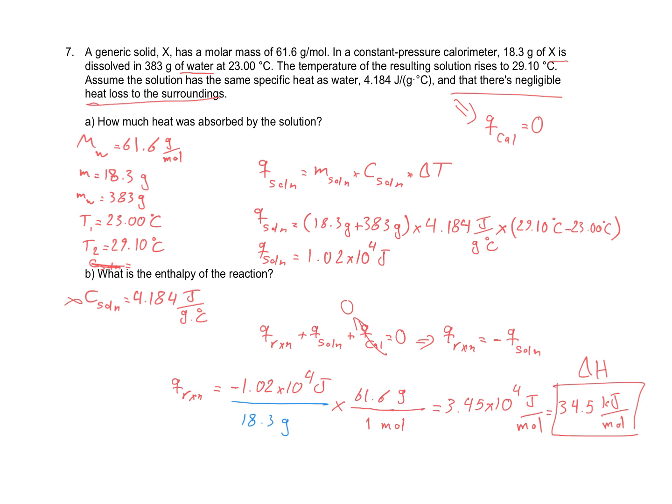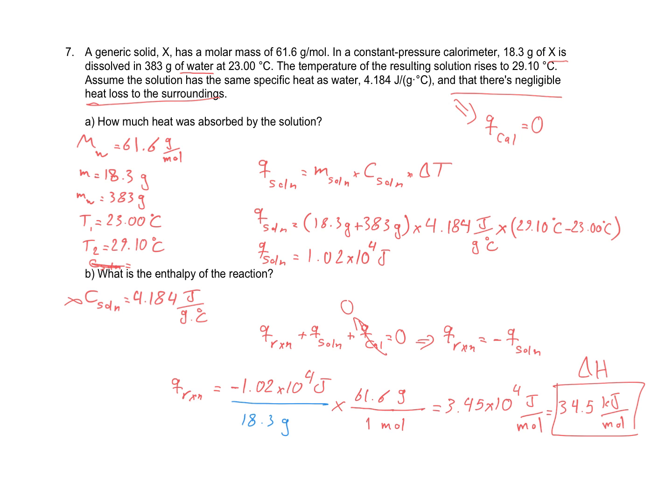So part A is asking how much heat was absorbed by the solution. So it's easy to find the Q of the solution. It's MC delta T, okay? But you have to be careful. That's the mass of the solution. So you have to add these two masses, the solute and the solvent. That's the mass of the solution. You have the C of the solution, and you have delta T, so you just plug in and find the Q of the solution. In part B, it's asking for the enthalpy of the reaction, okay?